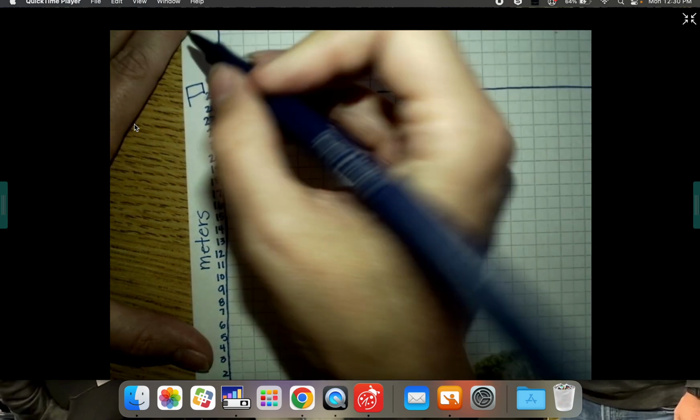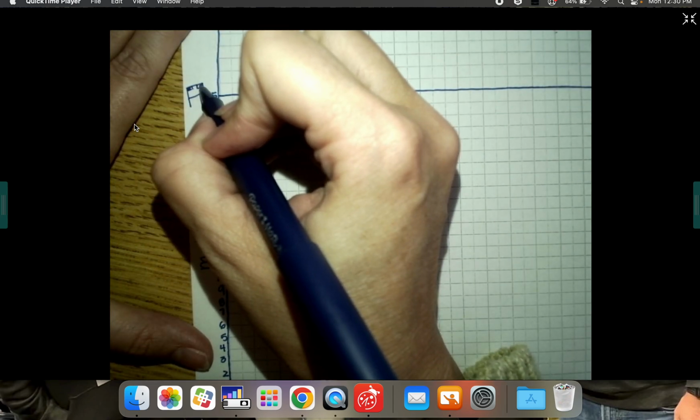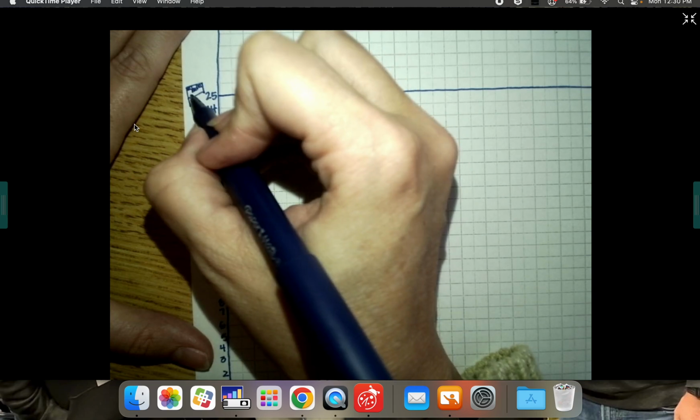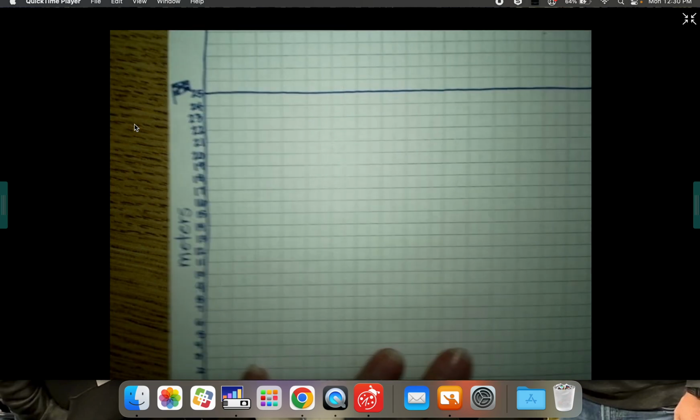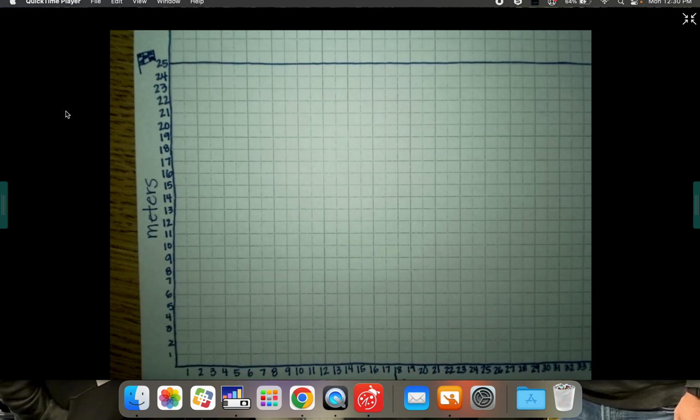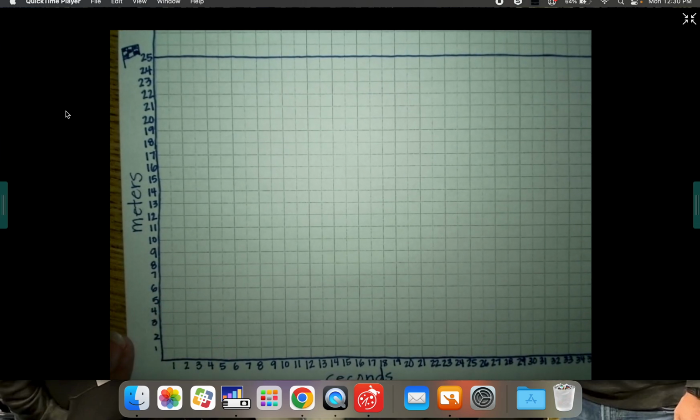This is going to be silly, but I'm waiting for all of you to darken in your line. So I'm going to do a checkered flag. Isn't the checkered flag the end of the race? Okay, so that's the end of your race. I did a silly little checkered flag. You do not need to do that.